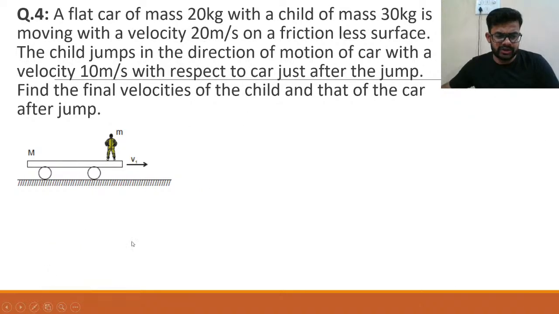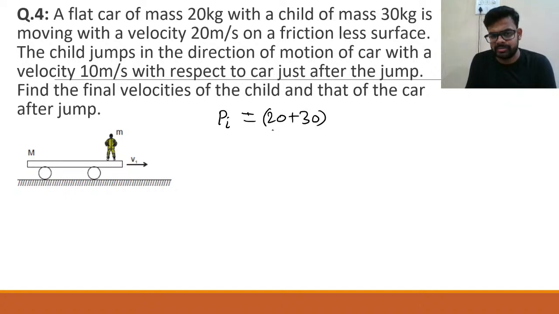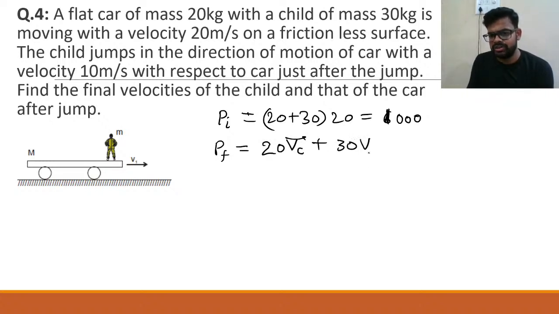Once again, I'm just giving you the idea. Let's have a quick revision. The initial momentum equals the total mass of the system, so 20 plus 30 is the total mass, into the velocity v with which the system is moving. That v is 20. So directly that is 1000. Next, final momentum. P final I can write as mass of the car into velocity of the car plus mass of the boy into velocity of the boy. Simply we can write like this.